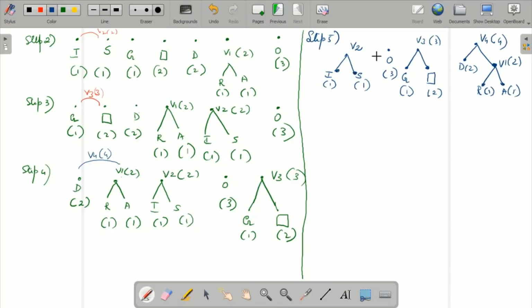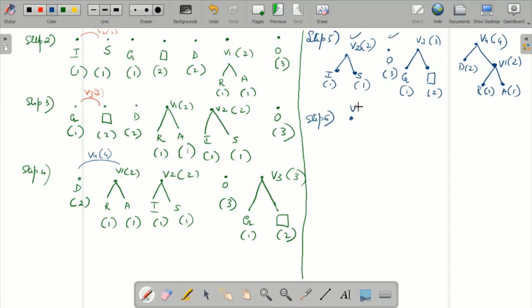Now step 6 will be what? This V2 weight we had as 2, right? Yeah, V2 weight is 2. This and this will be combined, so again it will be 5. So V5 vertex will be created. These two will be written as it is. So that is step 6. Right, as it is the weight. These two should be combined now. This and this should be combined. So this should be written as it is.